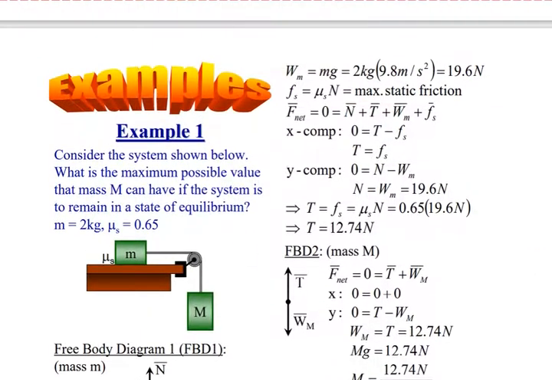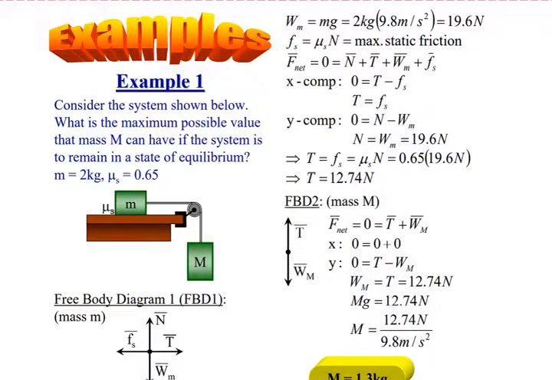So we have to solve, if we consider the forces here, we have to solve first for our weight. So our weight is equal to mass times gravity, wherein 2 kilograms is given. So we need to convert it into newtons by multiplying by our gravity, which is 9.8 meters per second squared. So our static friction is equal to mu s, which is 0.65, multiplied by our normal force.